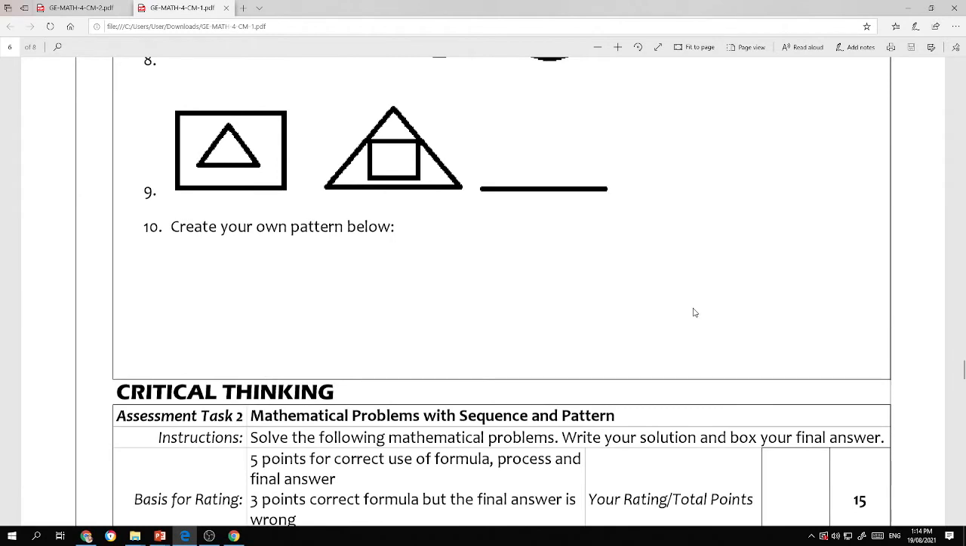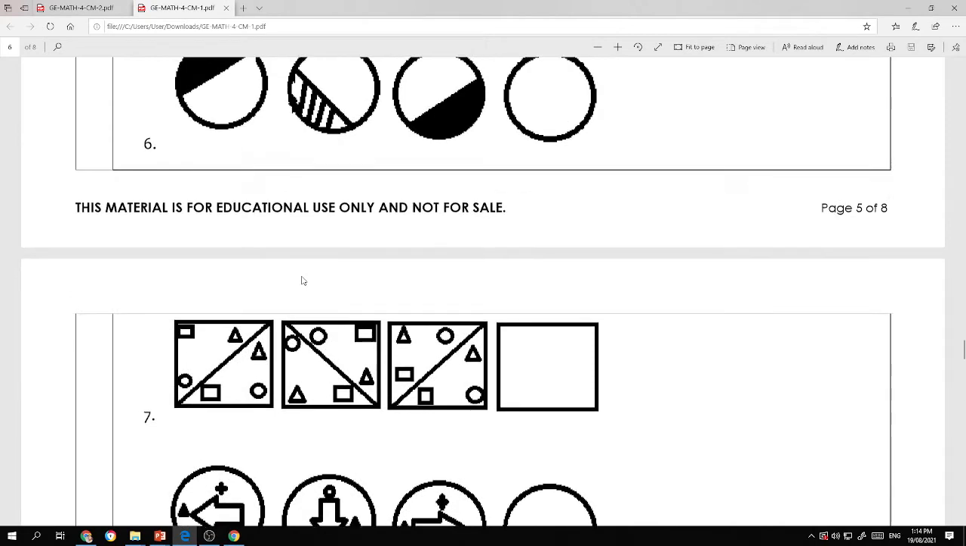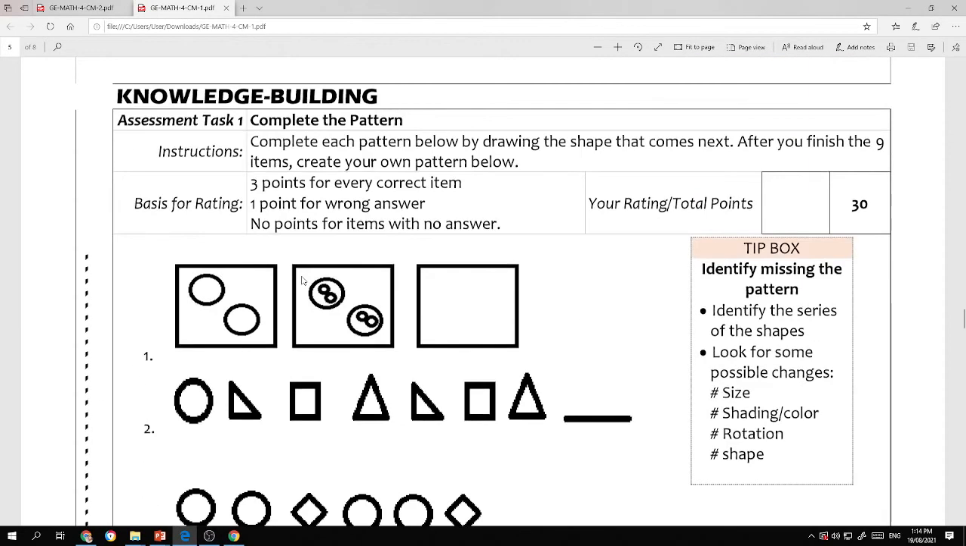Ang number 10, mag-create mong inyong own pattern, inyo nang i-upload sa knowledge building sad. Ako na mo check anang inyong himuon nga pattern sa number 10. Any pattern that you want is okay. Any questions about knowledge building sa CM number 1?